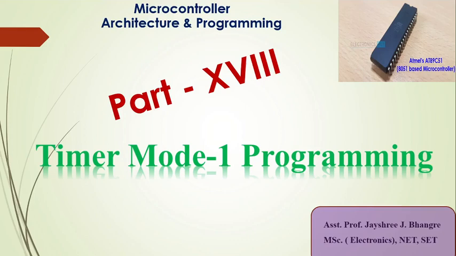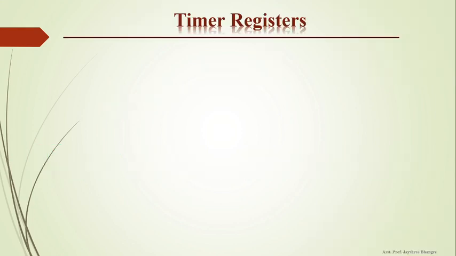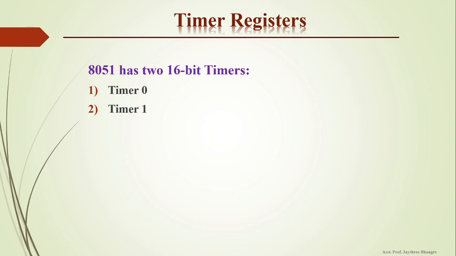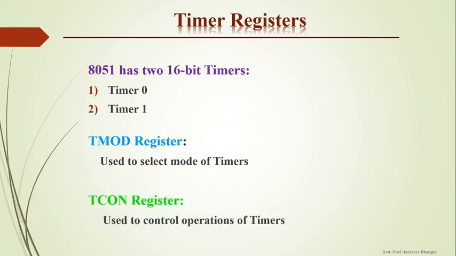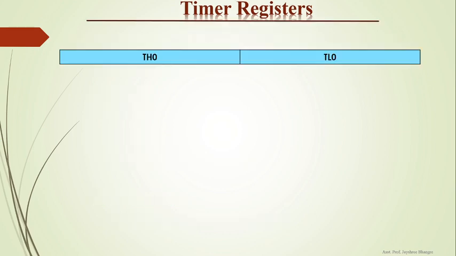Hello everyone, welcome to the 18th part of microcontroller architecture and programming, that is timer mode 1 programming. In the 5th video, we have seen the timer registers. The 8051 has 2 16-bit timers, timer 0 and timer 1. Along with these timers we use the TMOD register to configure the timer and the TCON register, which is used to control the operation of the timers.